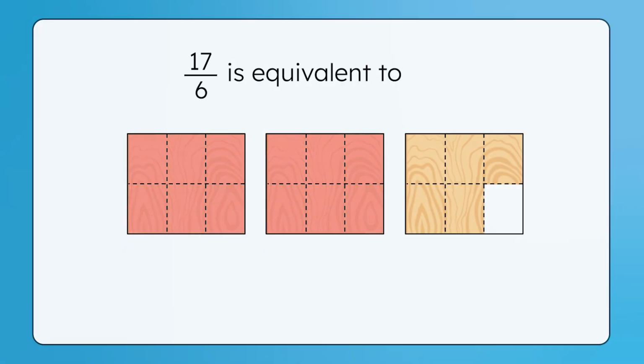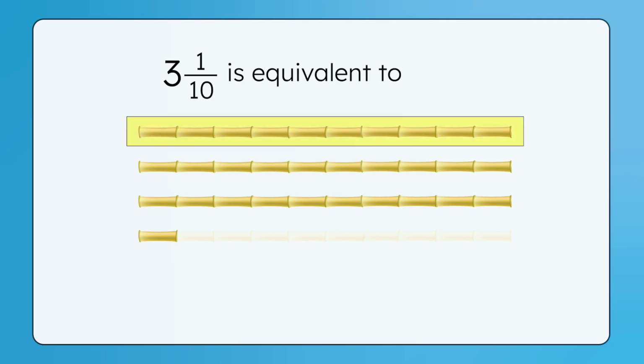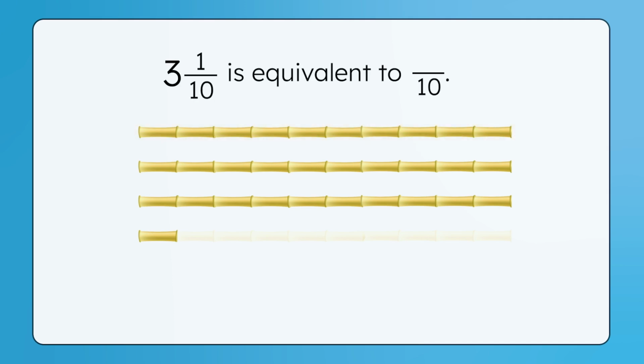We have 2 whole breaking boards and 5/6 of another, or 2 5/6. And the bamboo poles each have 10 equal parts, so we're working with tenths. Then we count up all the pieces for the numerator. 10, 20, 30 plus 1 equals 31 tenths. Great work!